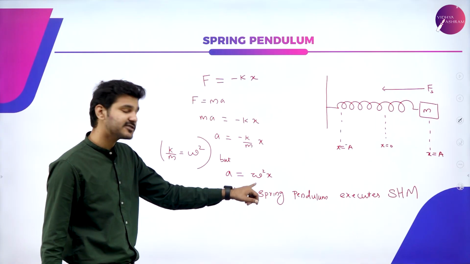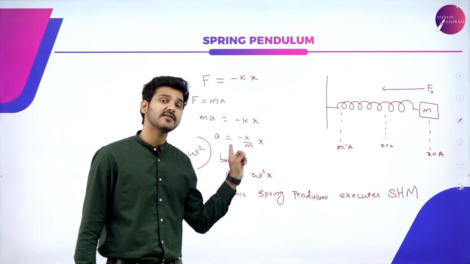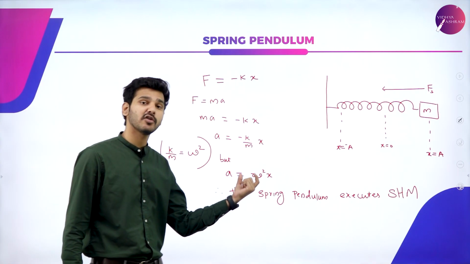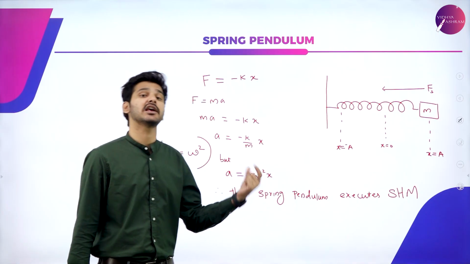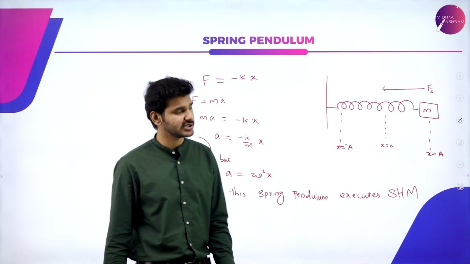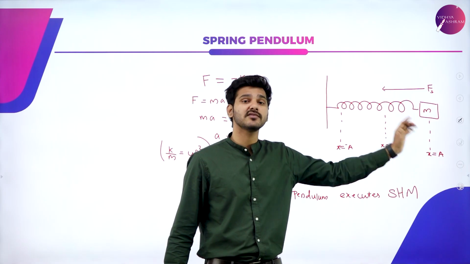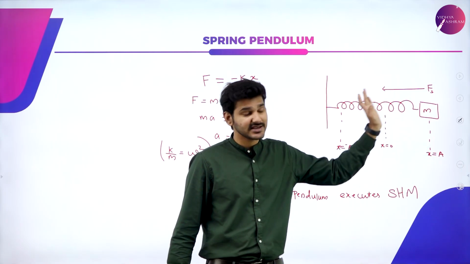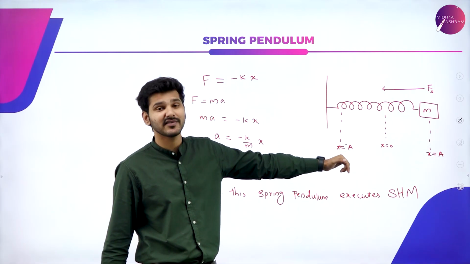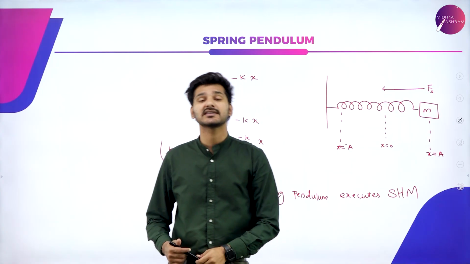So up to this point, two things are clear. This particular equation will give you the acceleration of the spring pendulum, and since it is of the form negative omega square x, it means that the spring pendulum is executing simple harmonic oscillations. Here x is equal to a, which is the amplitude, that is, the maximum displacement attainable. Here also we have negative a, in the negative direction, and you have the mean position where x is equal to 0.